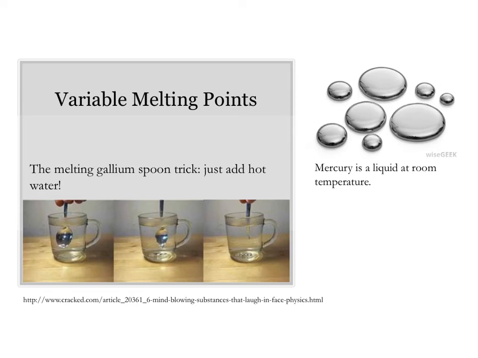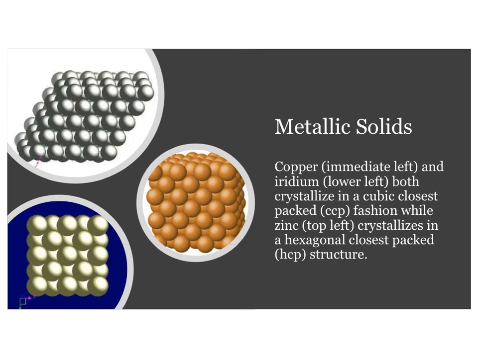This is especially true when you consider that mercury is a liquid at room temperature, while gallium is a solid that can melt just from the heat of your hand. What about some other metals? Copper and iridium are both metallic solids that crystallize in a cubic closest packed fashion, while zinc crystallizes in a hexagonal closest packed structure. Both of these closest packed crystal forms are found extensively in the metallic solids, and we'll discuss them further in the next lecture.